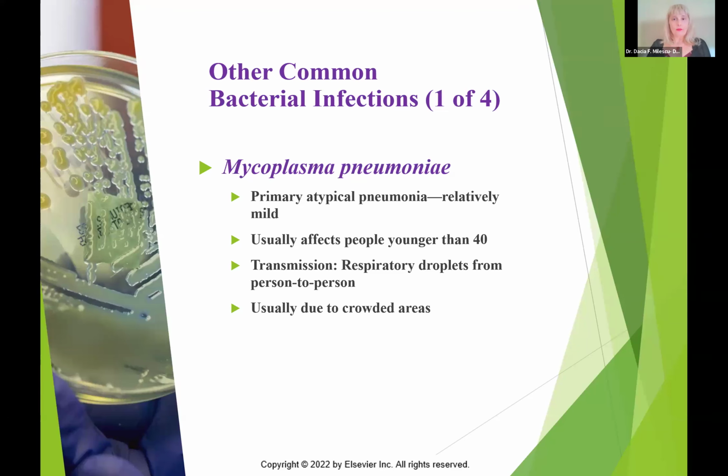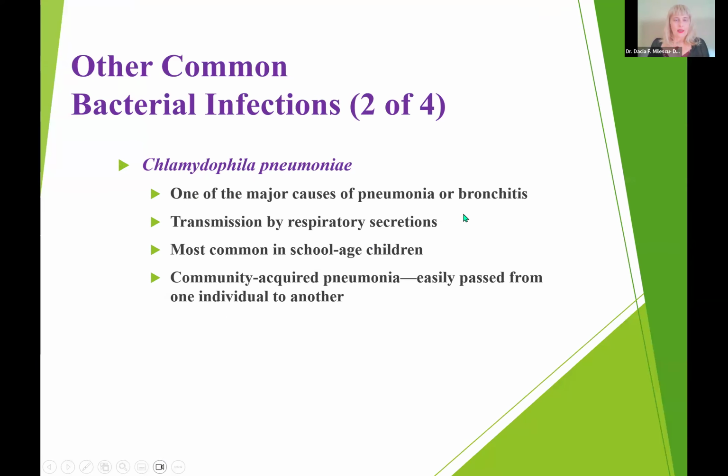All right, so there are so many. Let's just go over all of these that are common, right? The next one sounds bad, right? Chlamydophila pneumoniae, but this is one of the major causes of pneumonia or bronchitis. The transmission is respiratory secretions. It's most commonly found in school-aged children. It's called community-acquired pneumonia, and it's easily passed from one individual to another. So this is your typical kids catching pneumonia.